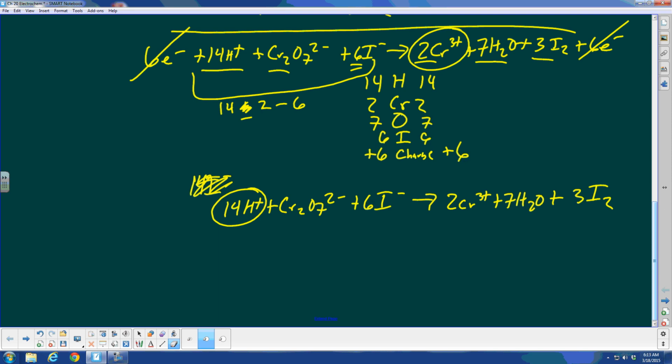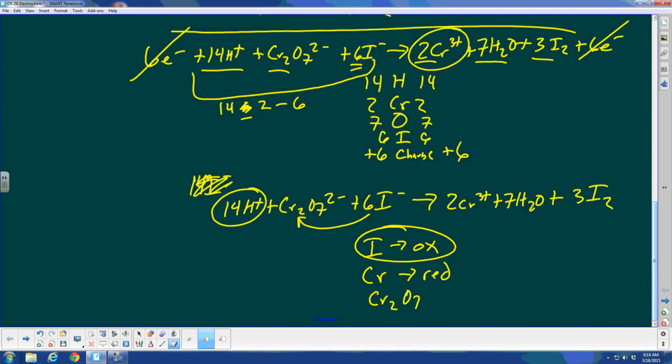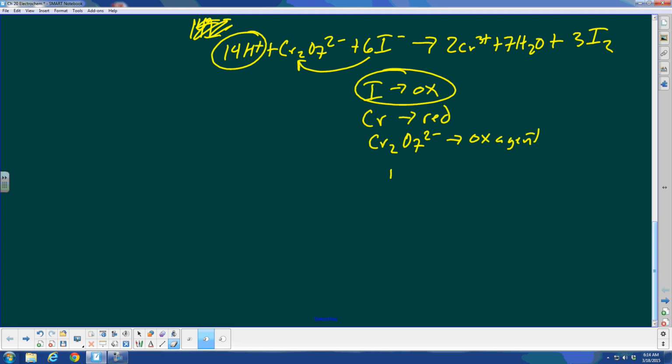Once again, what did we say is oxidizing? I is oxidizing. Cr is reducing. What is my oxidizing agent? Well, what is causing my iodine to oxidize? My ox agent would be a reactant in which something is reducing, and that would be my dichromate. So Cr2O7 2 minus is my ox agent. And then what is my reducing agent? My I minus is my reducing agent.